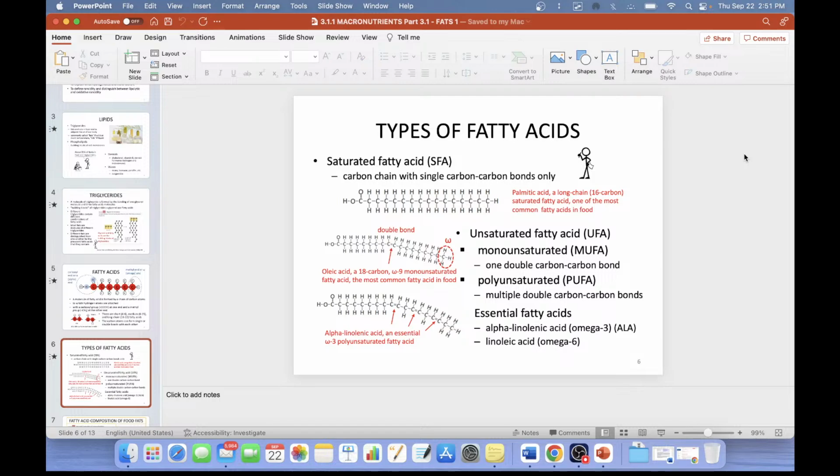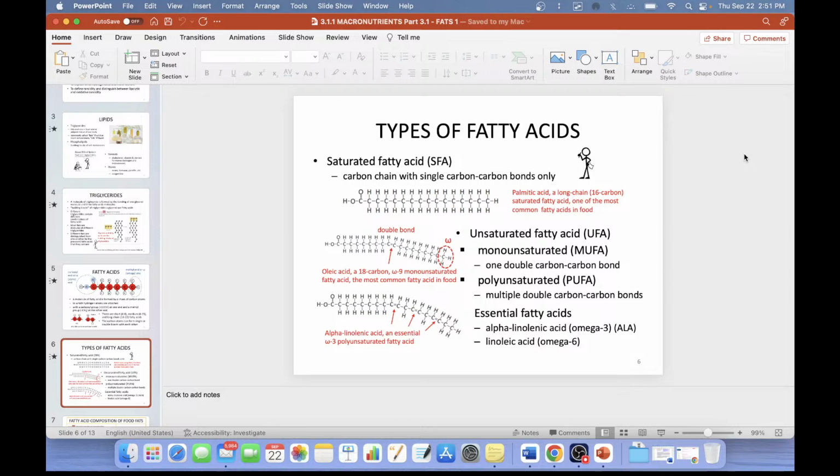So here in the diagram, we have the two-dimensional structural formula of oleic acid, which is an 18-carbon monounsaturated fatty acid, which is the most common unsaturated fatty acid in food.